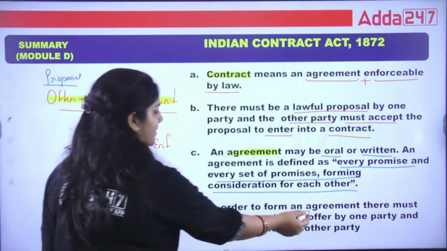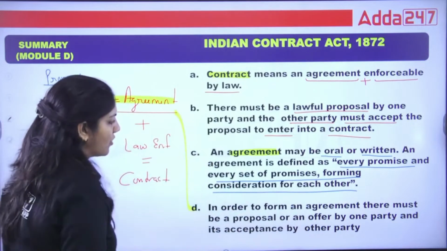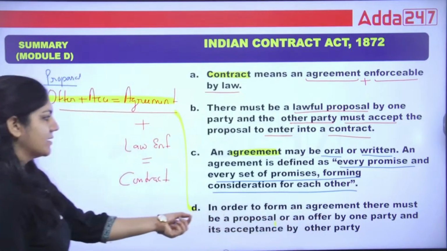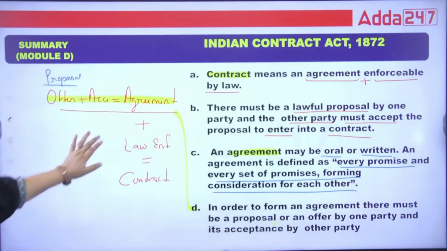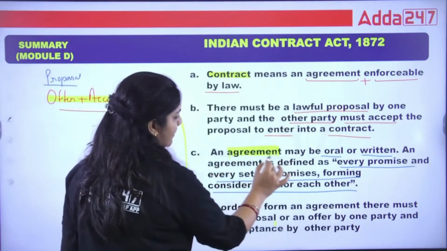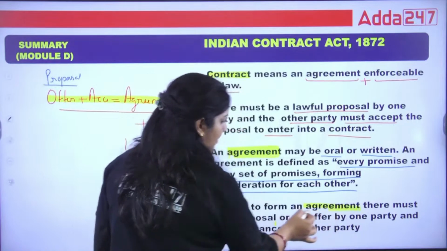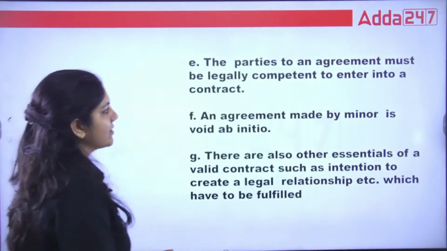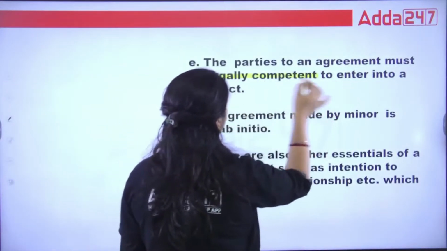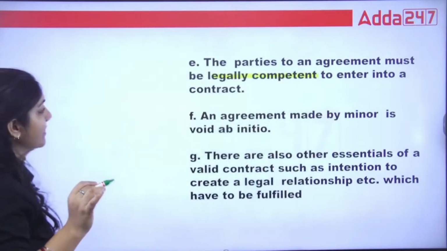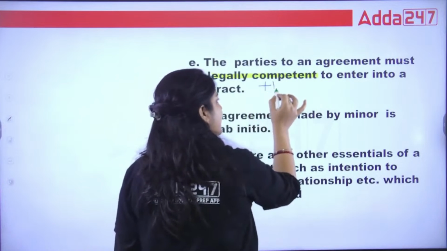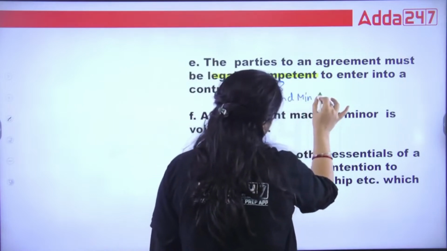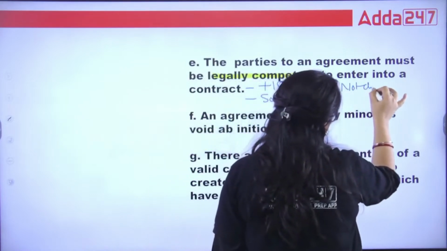In order to form an agreement, this is your definition. In order to form an agreement, there must be a proposal or offer by one party and acceptance by another party. So this is the formula of agreement. This is the definition which is given in your Indian contract, and this is your formula of agreement. Okay. The parties to the agreement must be legally competent to enter into a contract. So class, what is legally competent? Legally competent means the person must be 18 plus, of sound mind, and not disqualified by law.